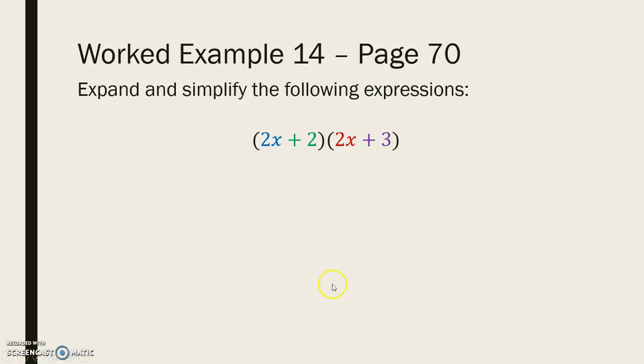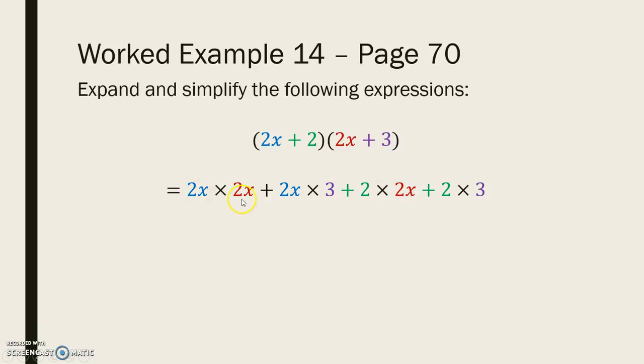Okay, next example. Now I've got coefficients in both parts. So in this case, same as before, 2x times each of these terms, and then the 2 times each of these terms. So 2x times 2x is the first bit, that's that one, multiply by that one. Then 2x times the 3, the second term in the second bracket. And then we do the 2 here, 2 times this one, plus 2 times this one.